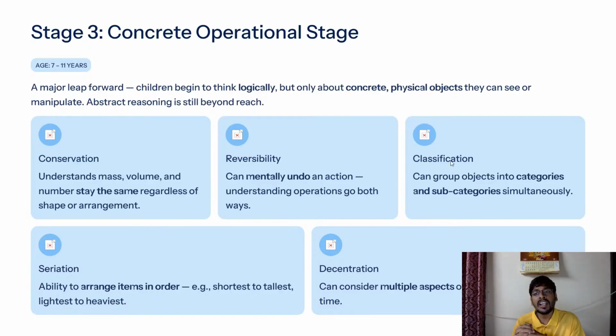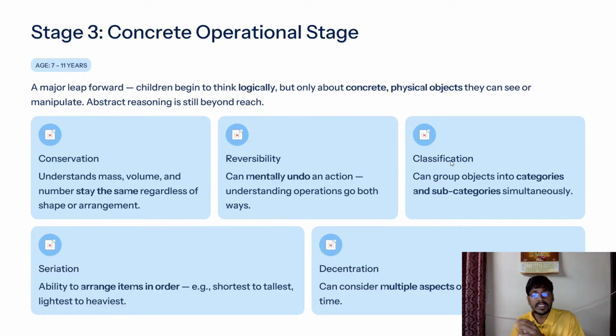And classification, can group objects into categories and subcategories simultaneously. So if you put some 10 objects in front of a 7 to 11-year-old child, the child will be able to categorize those objects as per the relevancy. So that categorization, subcategorization, logical thought process children will have at this age, 7 to 11 years. And seriation, the ability to arrange items in order. So they can also arrange the objects in order, like shortest to tallest and lightest to heaviest. So they are very much able to identify mass, volume, number, etc.